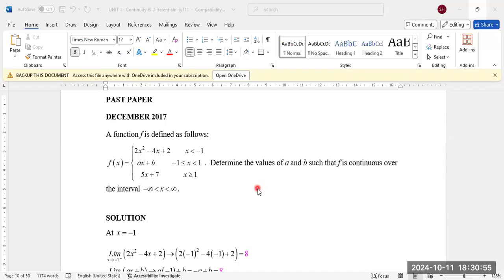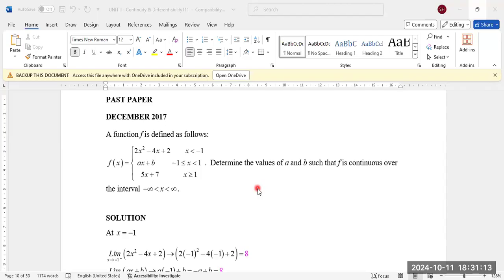There's only one function in f of x that deals with going to the left of the function, and it's going to be 2x squared minus 4x plus 2. How do you know that, sir? Because the function says x is less than -1. So the conditions are very important, you know.